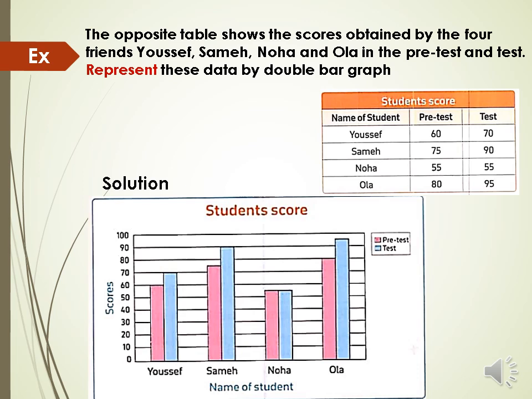Example: the opposite table shows the scores obtained by the four friends Yusuf, Sameh, Noha, and Ola in the pre-test and test. Represent this data by a double bar graph.